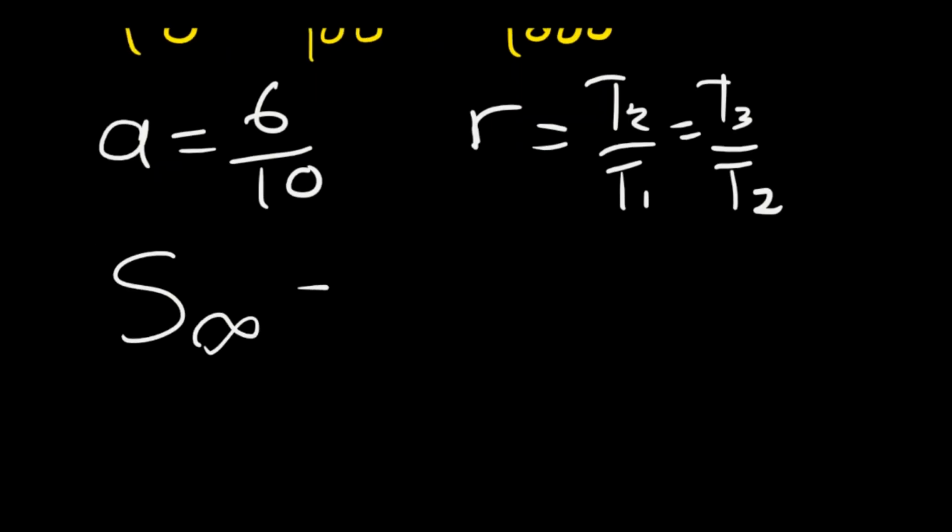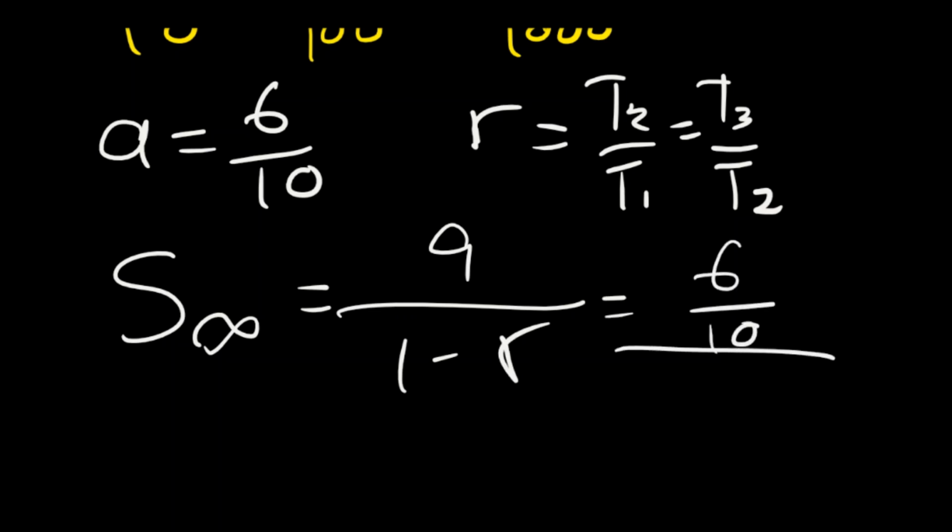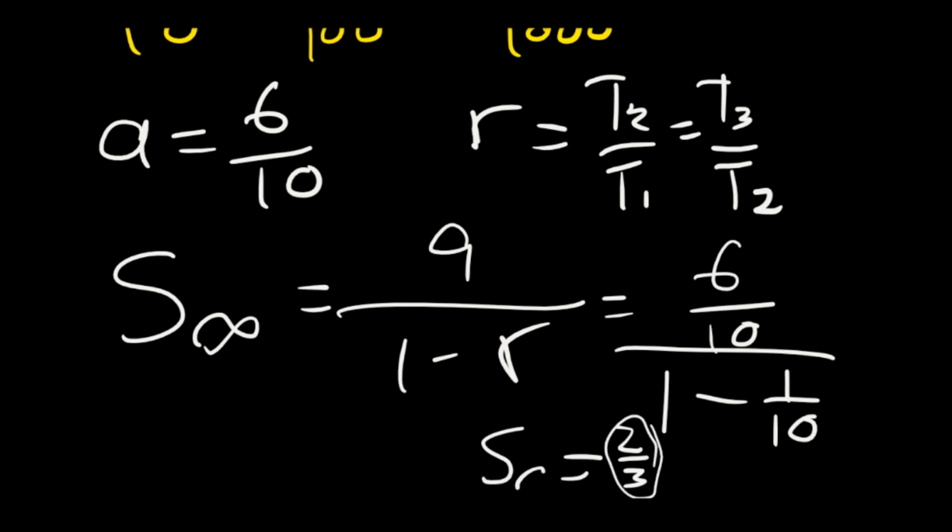Sum to infinity is equal to a over 1 minus r, which is equal to our a value 6 over 10 divided by 1 minus our r, which is 1 over 10. And then your answer to this one would be 2 over 3. So punch that 2 over 3. Once you found the answer 2 over 3, punch it out and see if you're going to get 0.6 recurring. You're definitely going to get that. So please, that's how you do this problem.